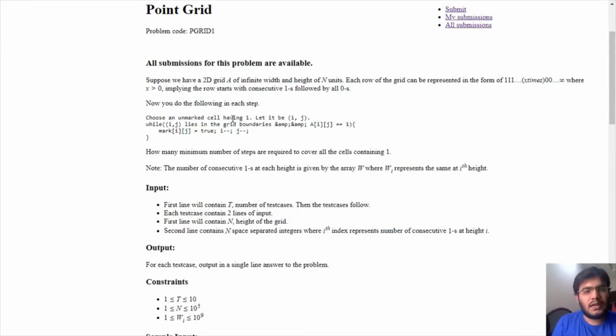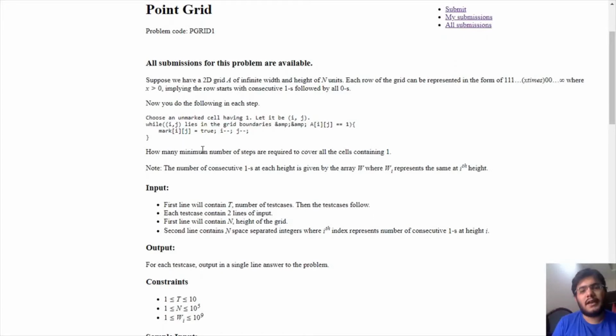Let this cell be (i, j). Then, as long as (i, j) lies in the grid, we can mark that cell which is 1, and in every operation of the step we decrease the x and the y coordinate by an amount of 1. So firstly we need to select a 1, and then, decreasing the x and y coordinates by 1 each, we go on until either we cross the boundary or we get a cell which is 0.